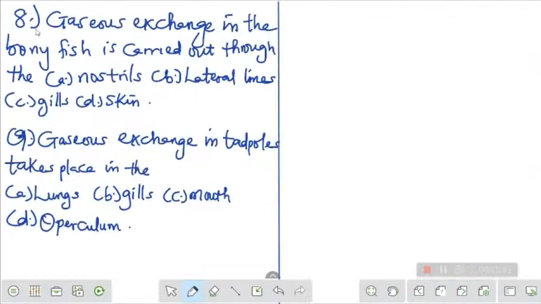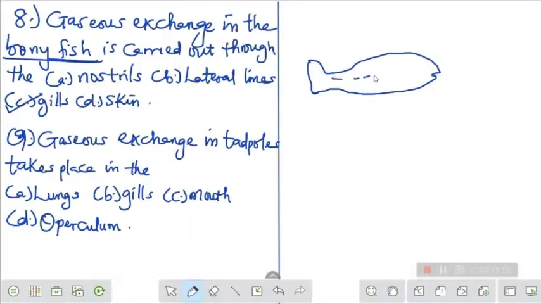So gaseous exchange in the bony fish, you know that it is fish in the water. So you know, I said they use what? They use gills. There is a lateral line on the body of fish. That is for detecting vibration. This is the lateral line. Don't mind my diagram.